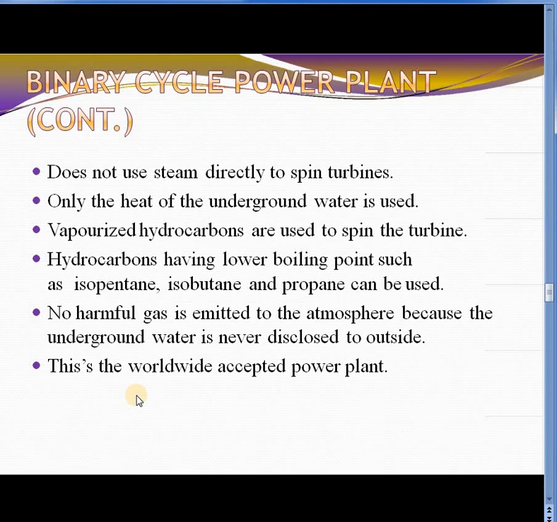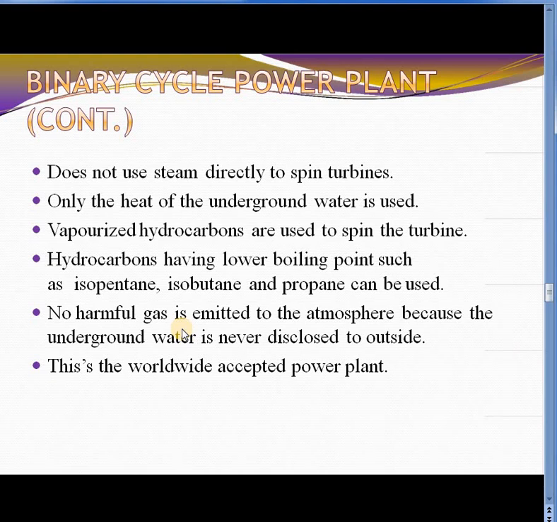So this binary cycle is defined in thermodynamics as a power cycle, and it's a combination of two cycles. The geothermal fluid temperatures for operating these turbines range between 85 degrees Celsius and 170 degrees Celsius, and vaporized hydrocarbons are used to spin the turbines. Hydrocarbons have a much lower boiling point. Those hydrocarbons are isopentane, isobutane, and propane.